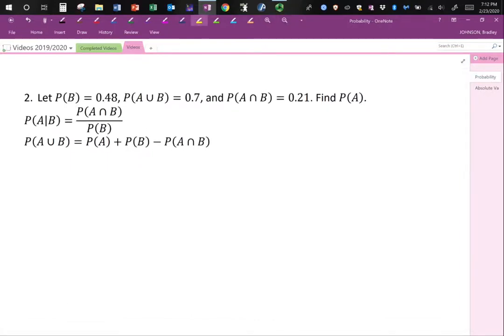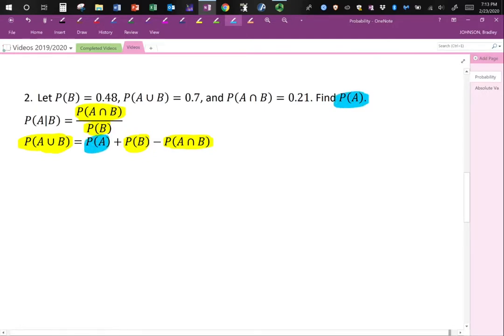So let's look at what we know. Let the probability B equal 0.48. So we're given probability B. Let's just label that. Probability of A union B is also stated, A union B, but notice already the very first formula, our multiplication rule, does not have the OR statement with it. And then we have the AND statement. We have an AND statement in both of them. And then we're finding the probability of A.